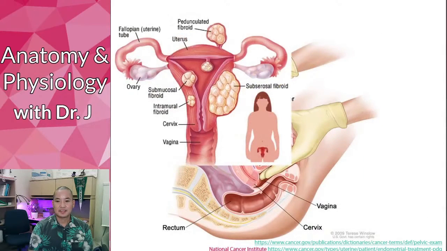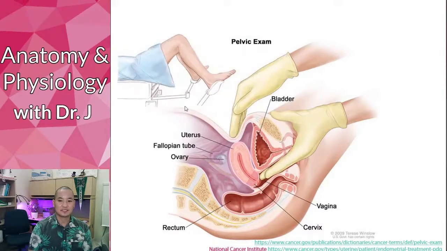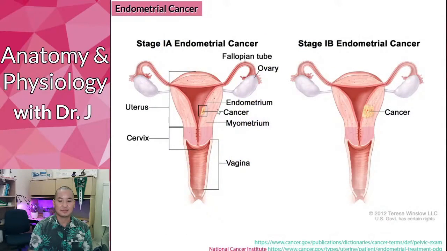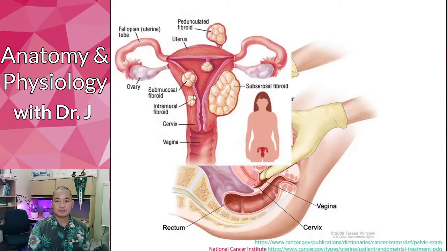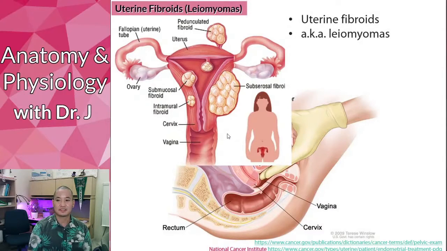But another thing they might be checking for are things called fibroids. Now, notice that endometrial cancer is in the endometrium, that innermost layer of the uterus. With the fibroids, notice that they might be inside the endometrium, but most of them are in a more inner layer. Uterine fibroids are also known as leiomyomas. If you know your root words, you might think oma sounds like a tumor.